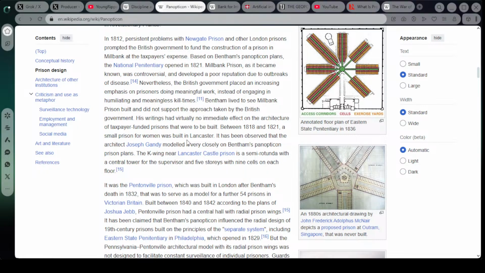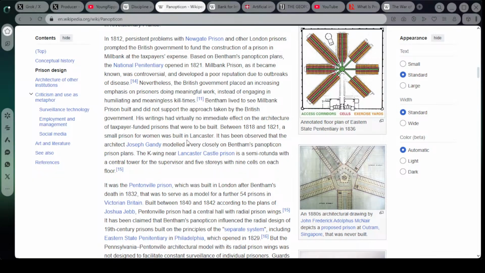Bentham lived to see Millbank Prison built and did not support the approach taken by the British government. His writings had virtually no immediate effect on the architecture of taxpayer-funded prisons that were to be built.